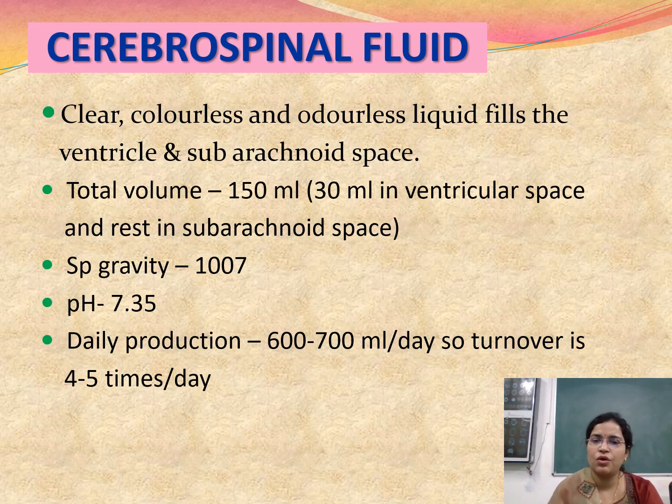Daily production of CSF is almost 500 to 600 ml per day, taking place in the ventricular system. So a daily turnover of 4 to 5 times takes place, and this CSF has to be circulated throughout the day. About 80 to 90% of the CSF production takes place inside the lateral ventricles, and the remaining 10 to 20% occurs in the third and fourth ventricles.